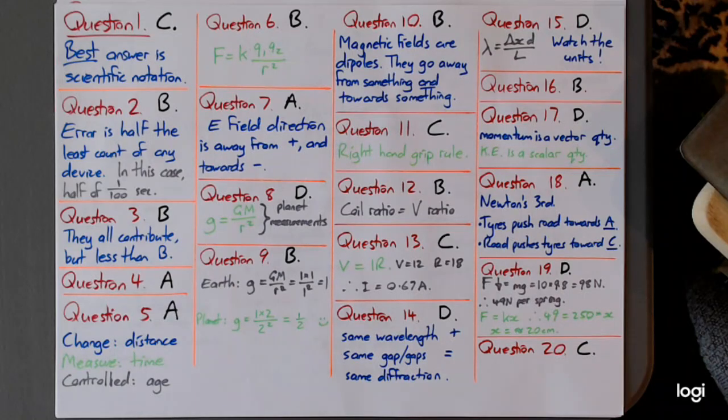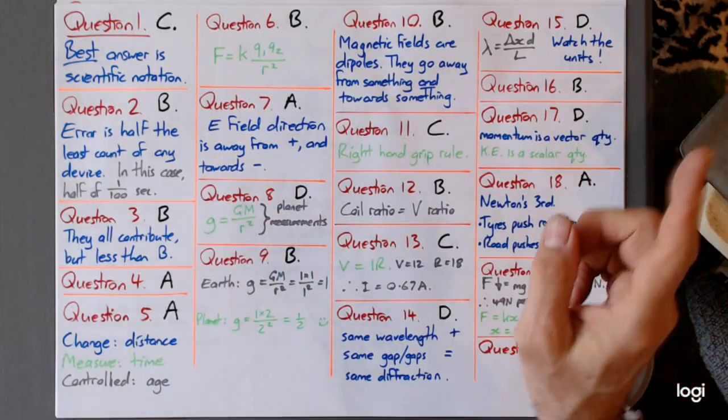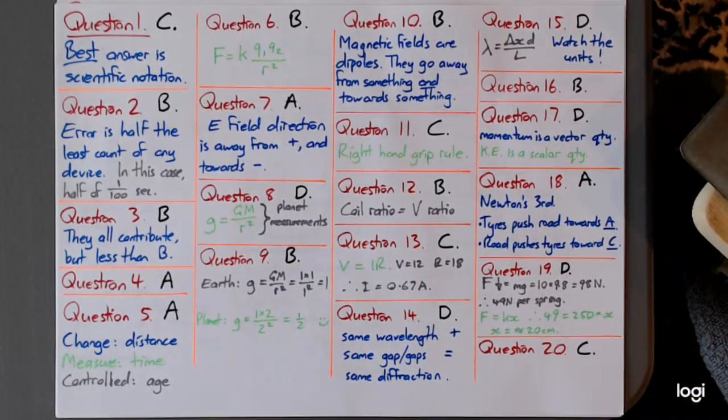So it has to be an electric field. That's the only thing it can be. That has to be a positively charged object pushing other positively charged things away from it. So the answer has to be B.